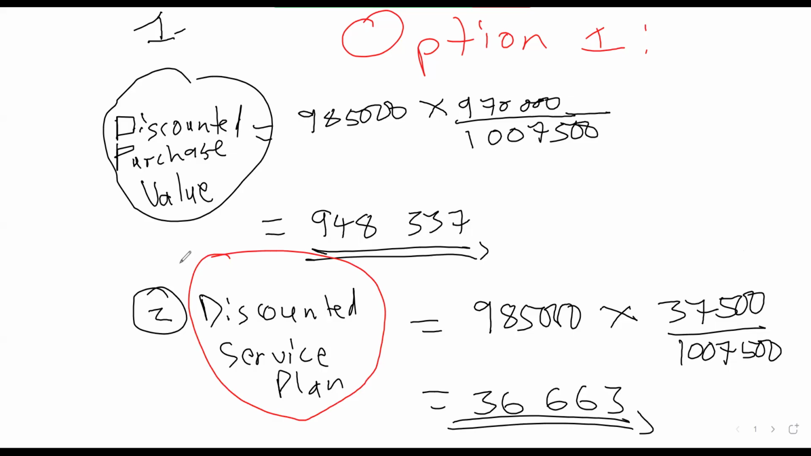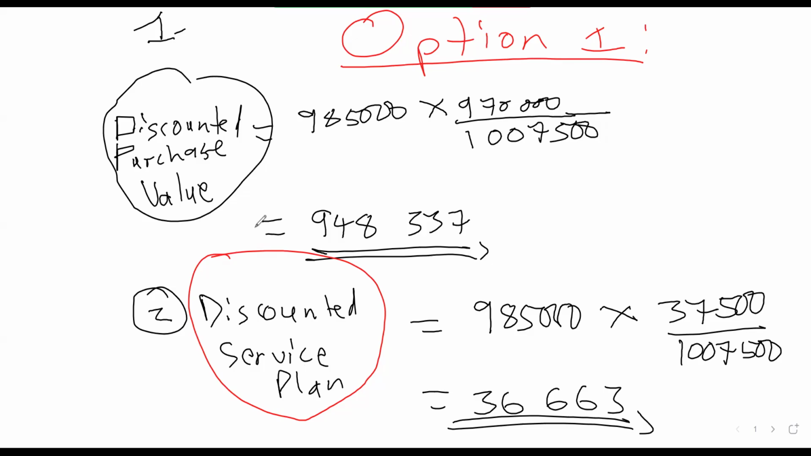So there are two options of doing this calculation. The first option is where you can directly compile the discounted purchase value and the discounted service plan. Obviously, you need to show this in your step number 4 as you do the allocation. It has to be clearly stipulated. But at the same time, you also need to show the discount allocation separately as well. So this is one way of doing it.